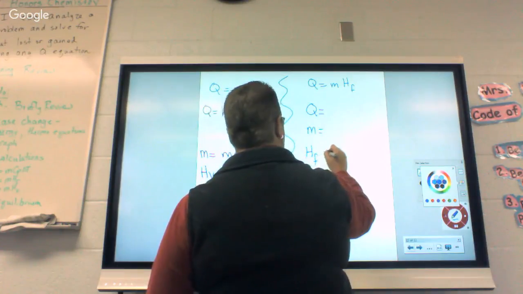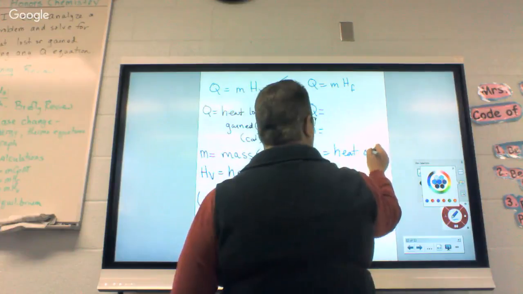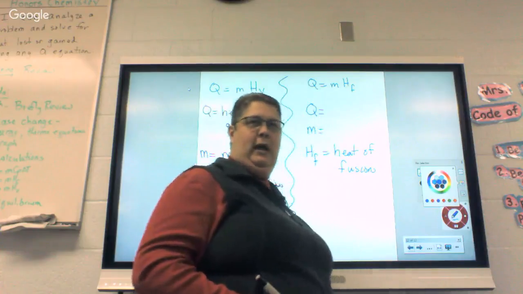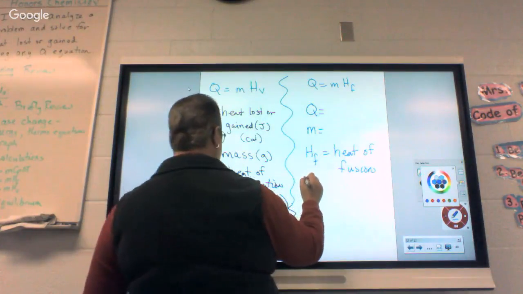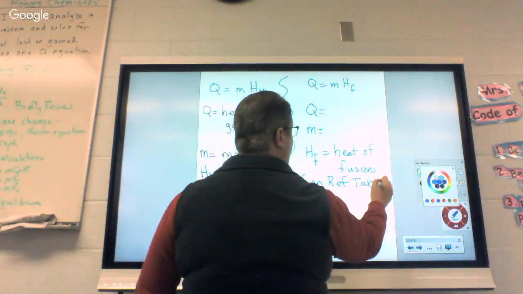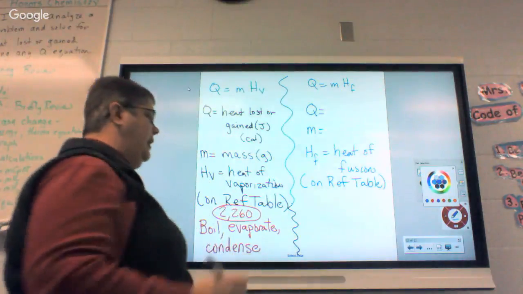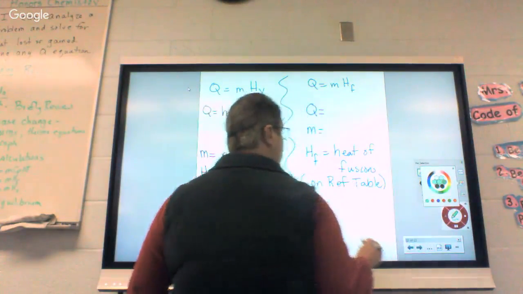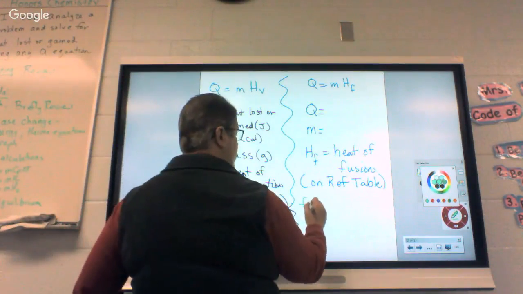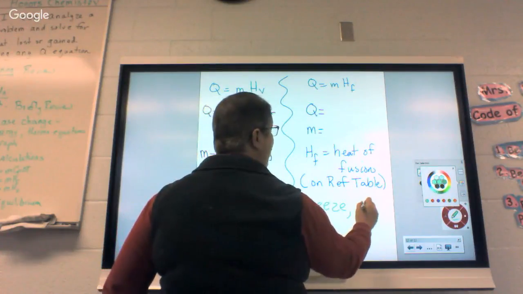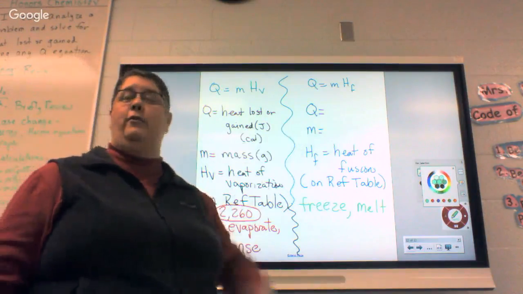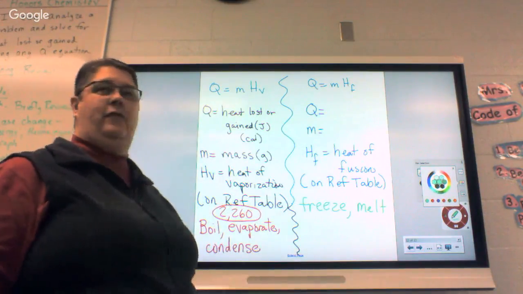HF stands for heat of fusion. Fusion means solid. Okay? Solid. Again, it's on the reference table. So, what keywords would we look up here? What words go with solid? Freeze. Freeze and melt primarily. Okay, so if I see freeze or melt, what number is on the reference table for HF?